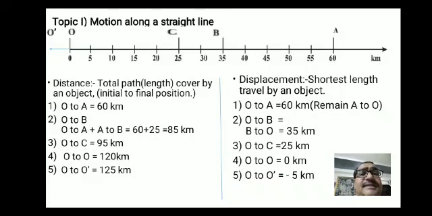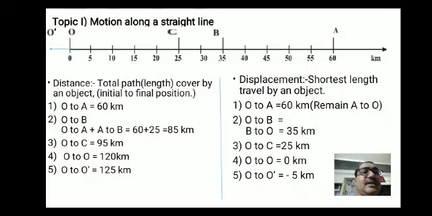Now take another example, 5th number in the distance case. Suppose a car travels left side, O to O days, it should be 5 kilometer on the left side. So the total distance traveled, O to A to O and O to O days, should be 125 kilometer. And in the case of displacement O to O days, it should be only minus 5 kilometer. So this will tell you about distance and displacement. I hope you understand this topic, distance and displacement.